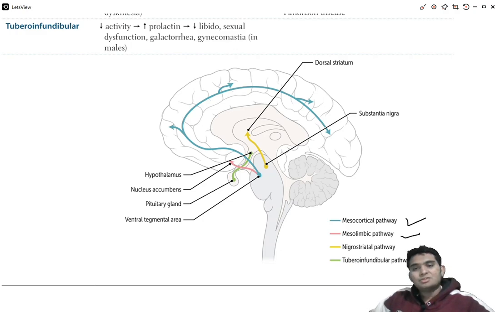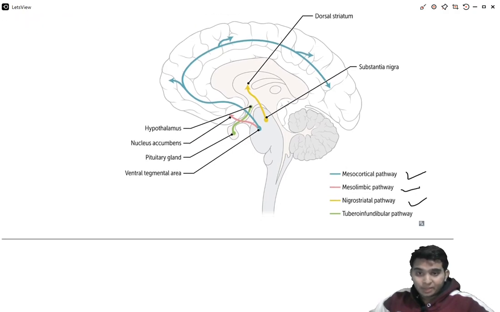Then the other one is the mesolimbic pathway. It is associated with reward. It is also known as the reward pathway. The third one is the nigrostriatal pathway, which is associated with movement.